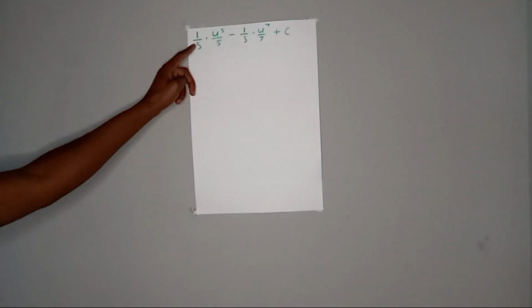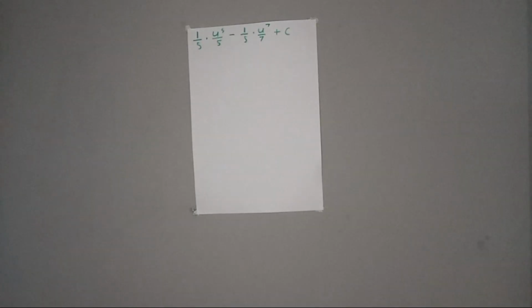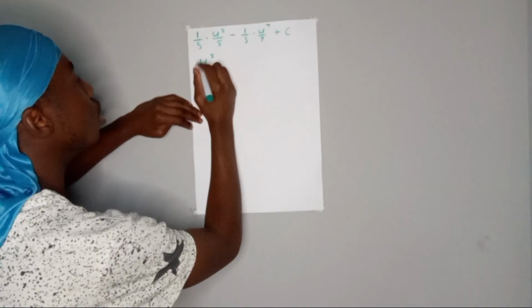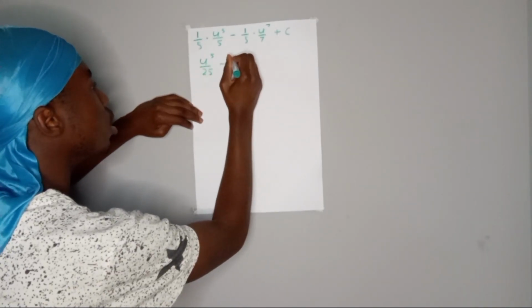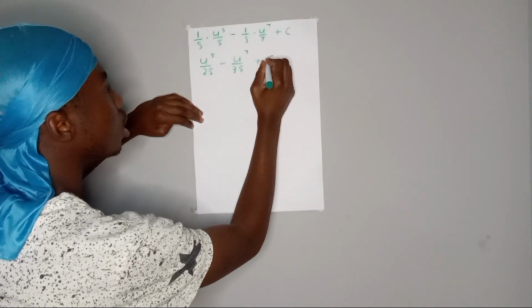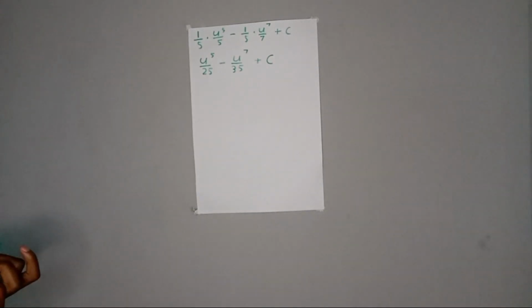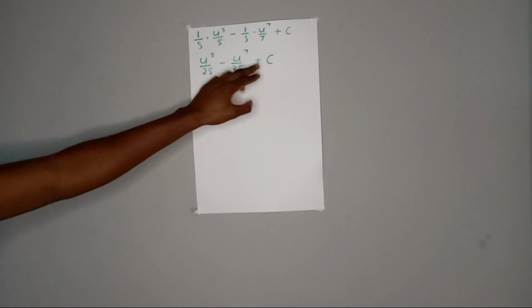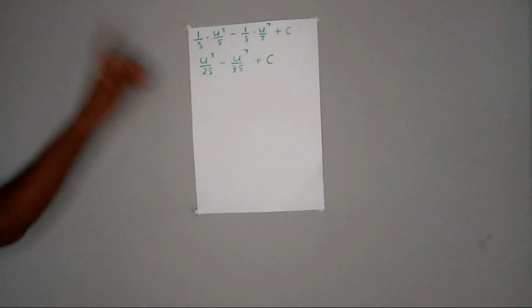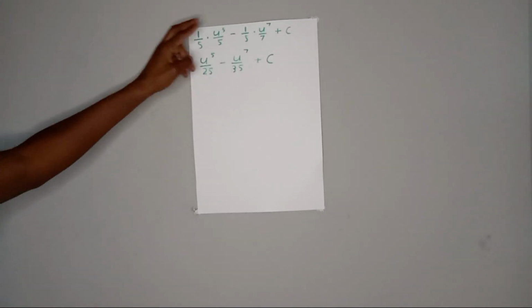Now for the second last step, what we did was multiply the 1 over 5 by what's inside the bracket. Now you just multiply these two to get u to the power 5 over 25 minus u to the power 7 plus c. And now for the last step, let's substitute what was u.